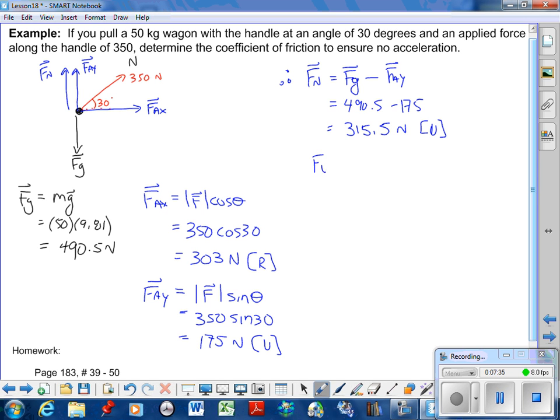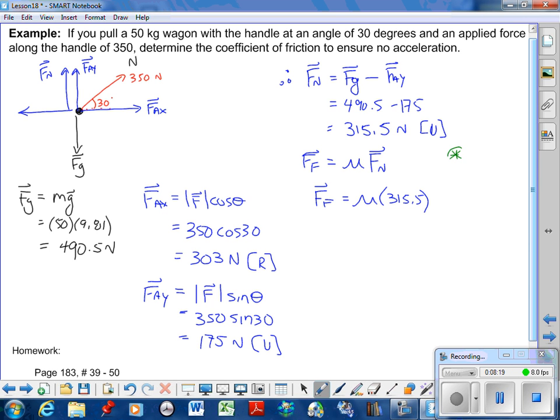So force due to friction is what I need here. So I'm looking for my force due to friction, and I have to use that normal that was just calculated. So I want to ensure that there's no acceleration. So what I need to do is figure out what my mu is going to be. So force due to friction is going to be equal to my normal force multiplied by mu, which I don't know. Mu multiplied by 315.5. So how do I find mu?